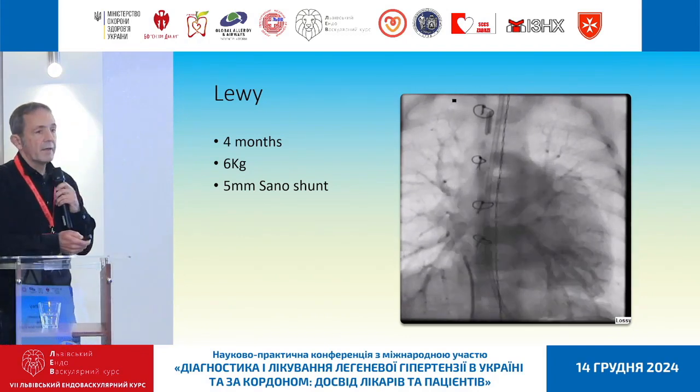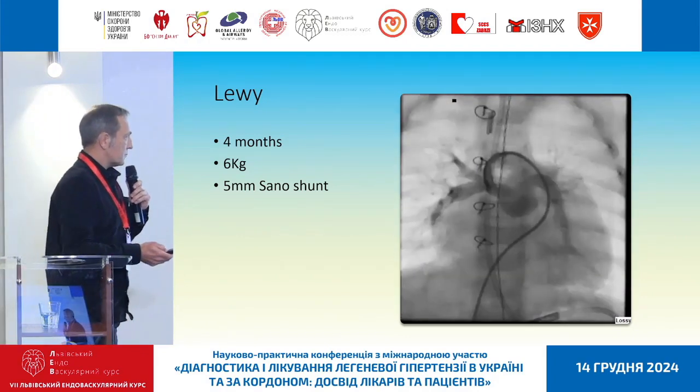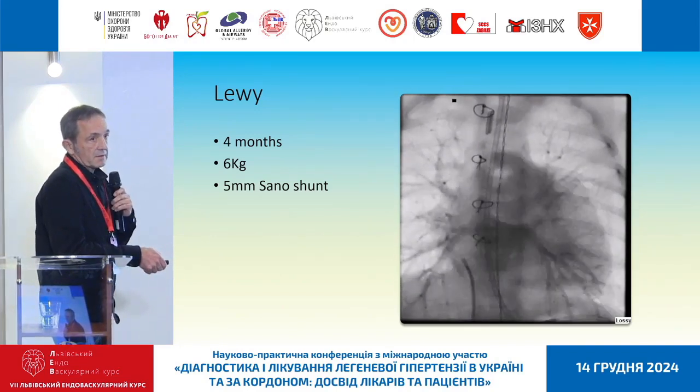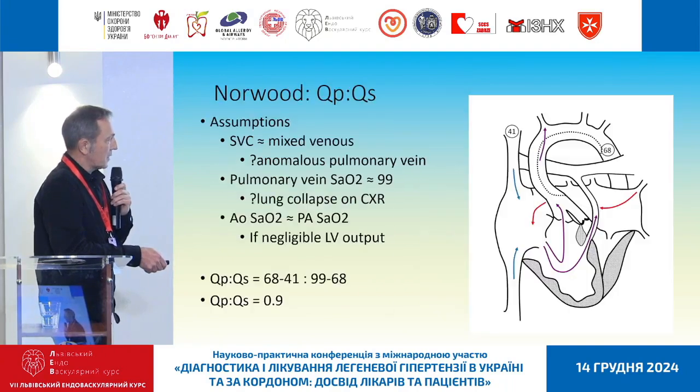So this is Louis. He's 4 months old. He's 6 kilos. And this is a Sano shunt. He has hypoplastic left heart syndrome and he has a Sano shunt.